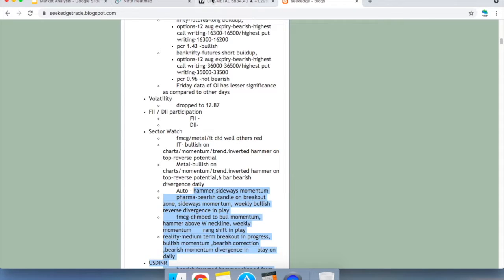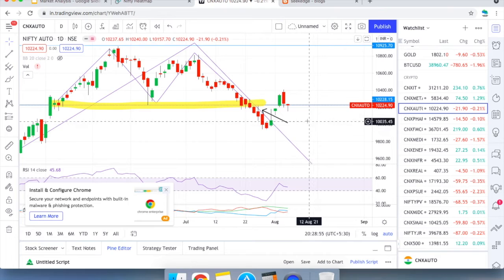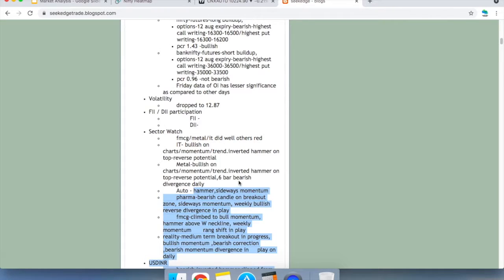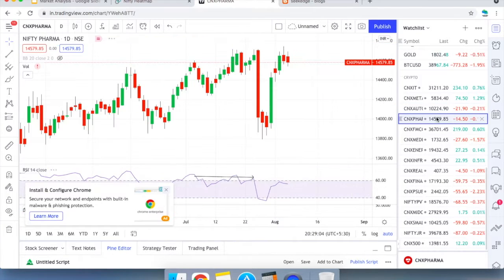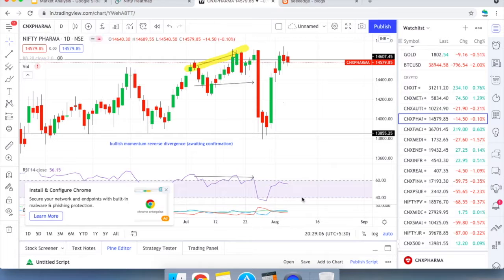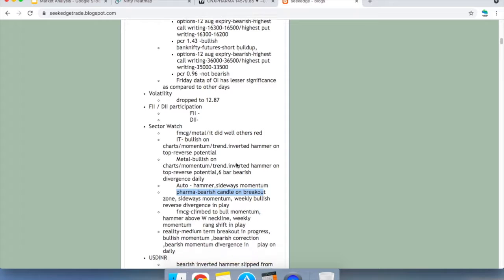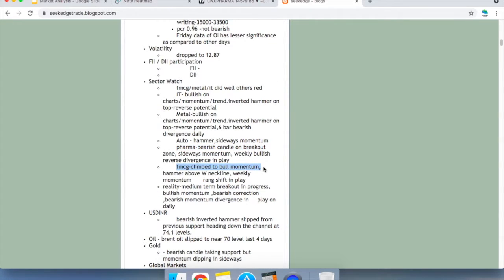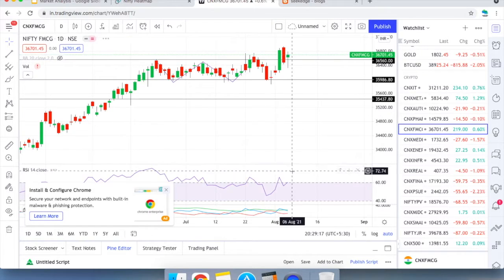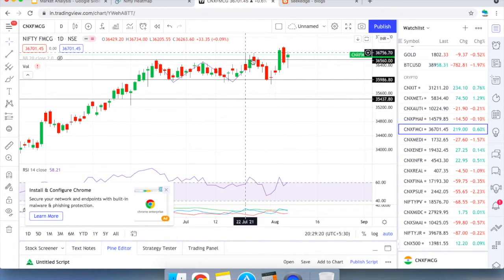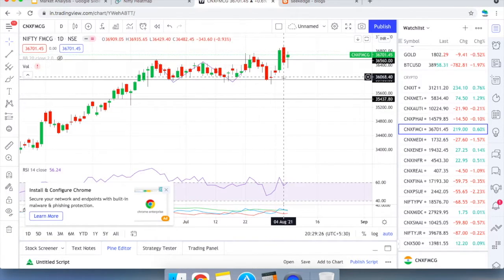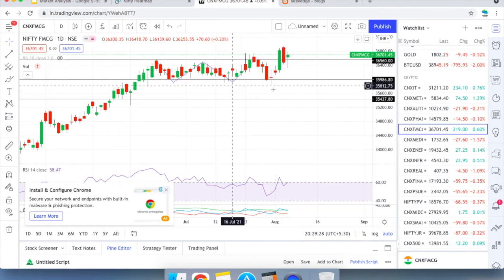And auto is having a hammer, right? And it is sideways, right? And pharma is having a bearish kind of consolidation. This is resisted, but it has got a bullish reverse divergence on the weekly, right? And FMCG has climbed to the bullish zone. That is something that has happened today. It just managed to move beyond the bullish zone, and it is a W pattern which initially failed, right? So once again it has bounced back, creating another triple bottom actually, and it is breaking out and closed above the neckline of that, which is bullish.